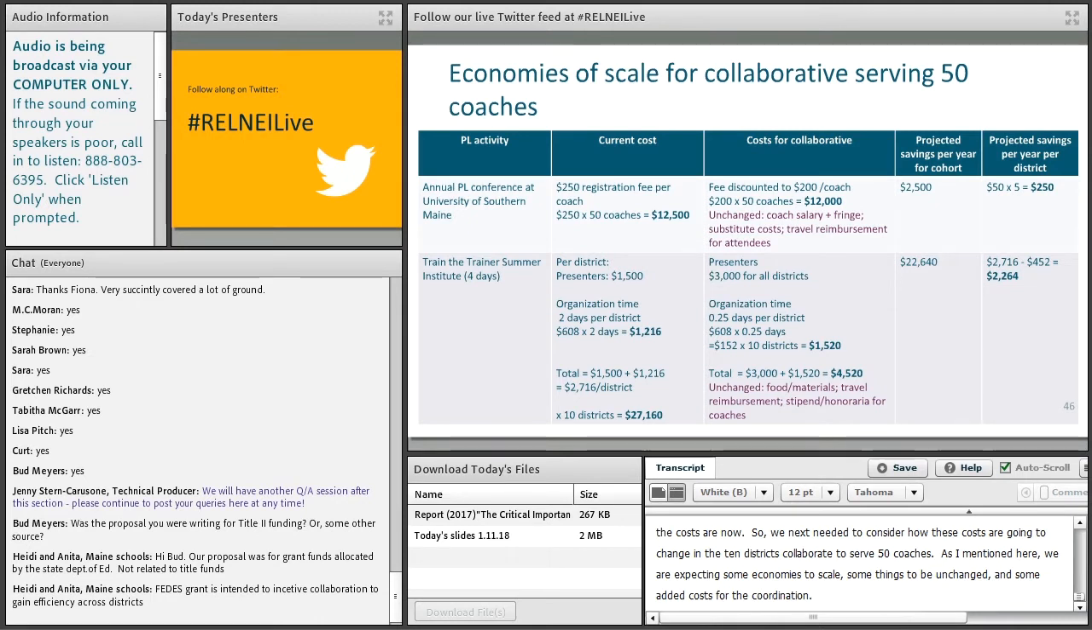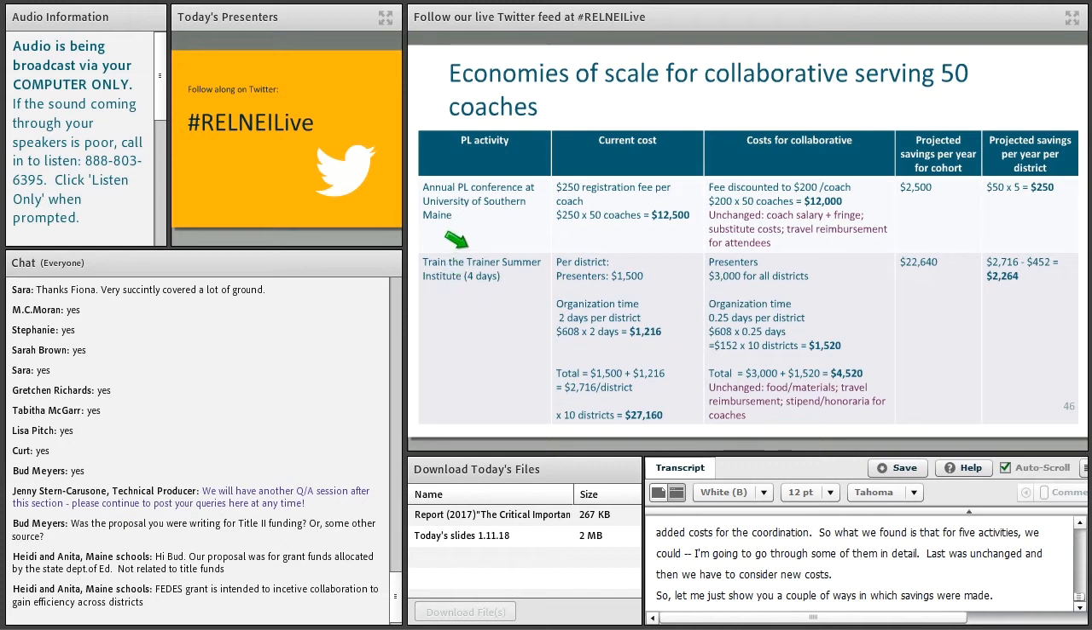So what we found is that for 5 out of the 6 professional learning activities, we could obtain economies of scale. I'm going to go through 2 of them in detail. The last professional learning activity was unchanged, and then we had to consider new costs. So let me just show you a couple of ways in which savings were made.